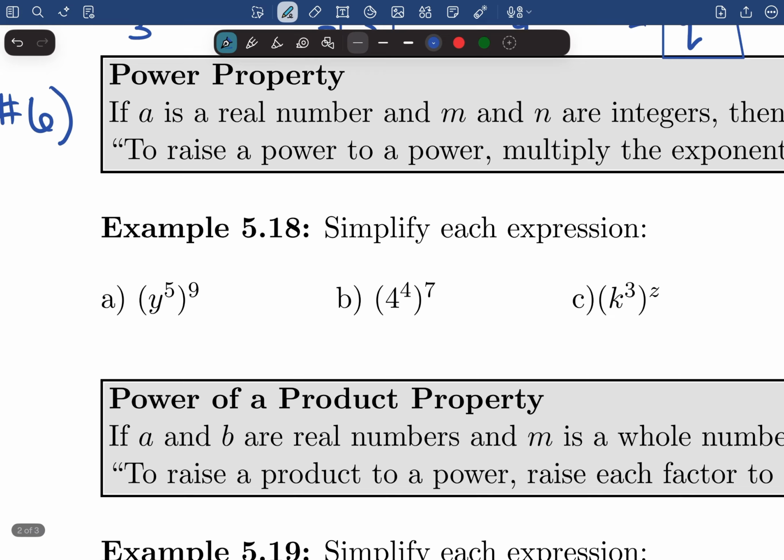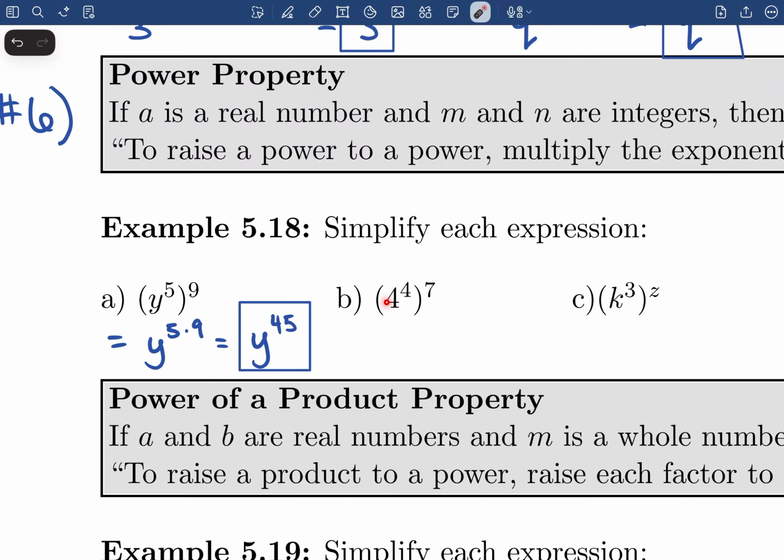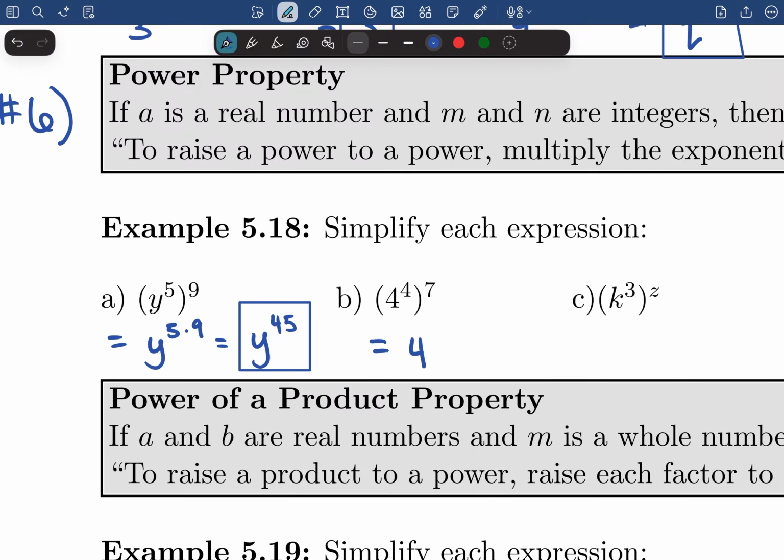Example 5.18, y to the 5th raised to the 9th. That's the same thing as y to the 5 times 9. And 5 times 9 is 45. So this is y to the 45th power. When I see 4 to the 4th raised to the 7th, I take my base of 4 and I multiply the exponents of 4 and 7 together. And 4 times 7 is 28. So this is 4 to the 28th power.